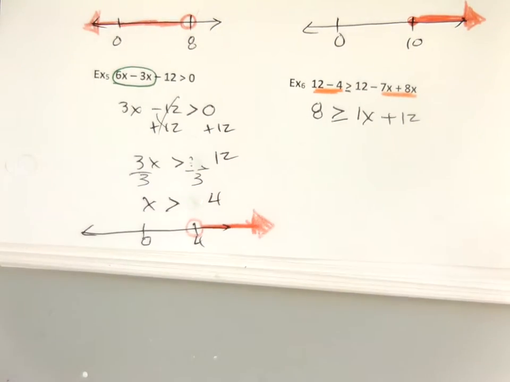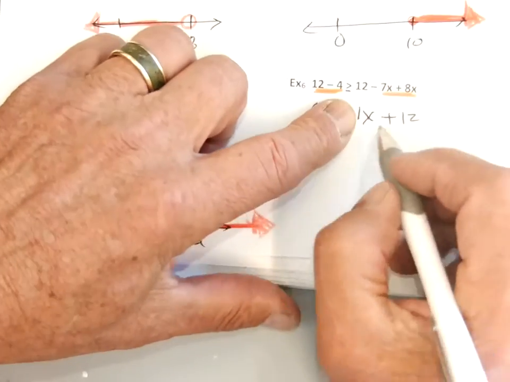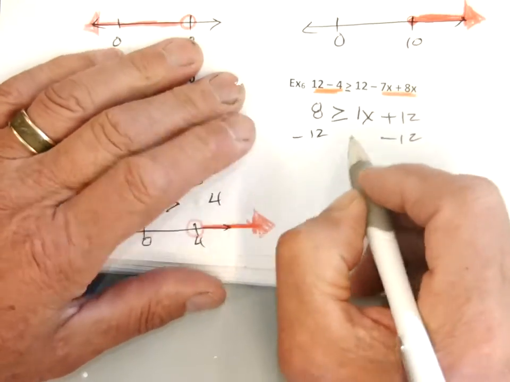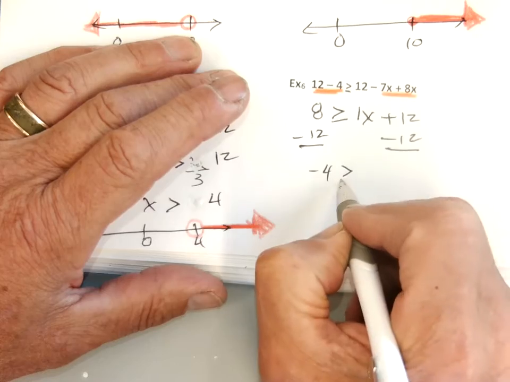Now 1x and x are the same thing. Everybody agree with that? So here's my x. Let's get rid of what numbers are around it. Minus 12. And over to the other side, minus 12, right? 8 minus 12 is negative 4. Greater than or equal to a 1x.